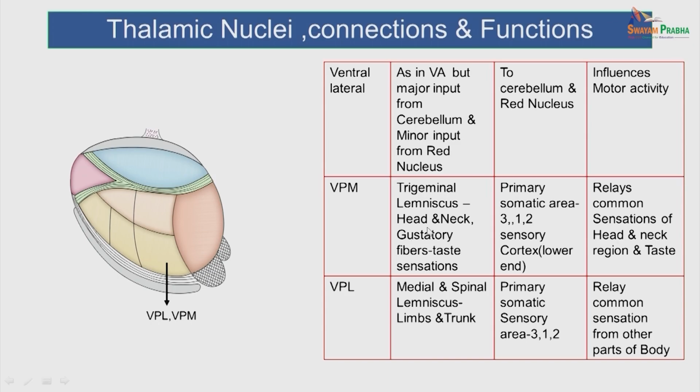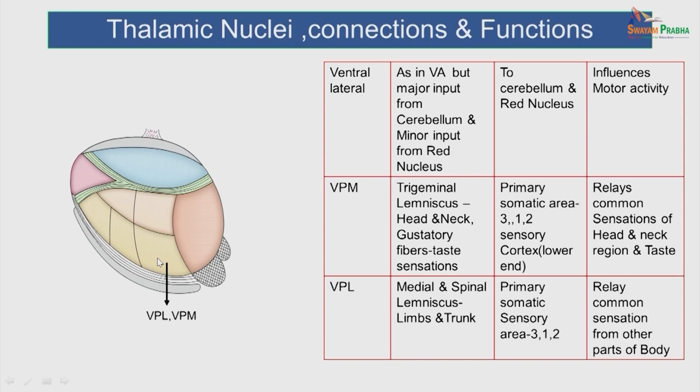The gustatory fibers, that is the taste sensation, are also relayed in this trigeminal lemniscus in the VPM nucleus. From there, it goes to the lowermost part of the primary somatic area of 3, 1, 2. It carries the sensation of taste.